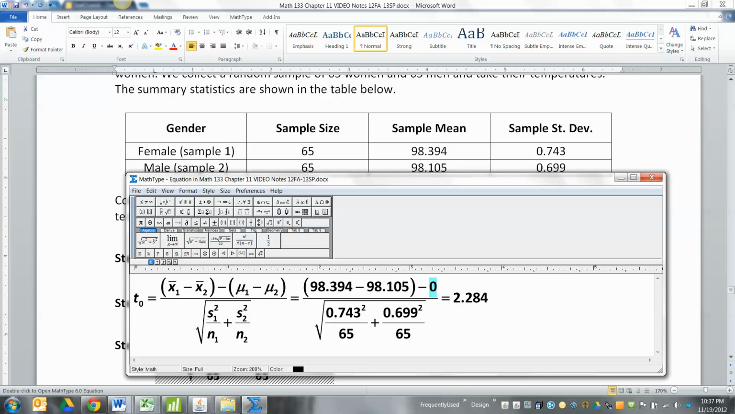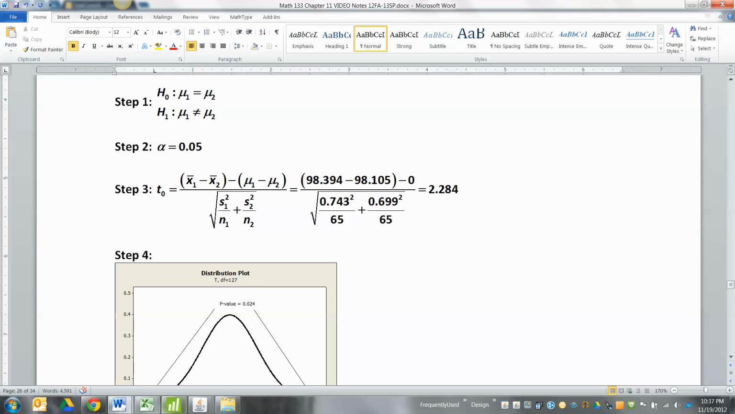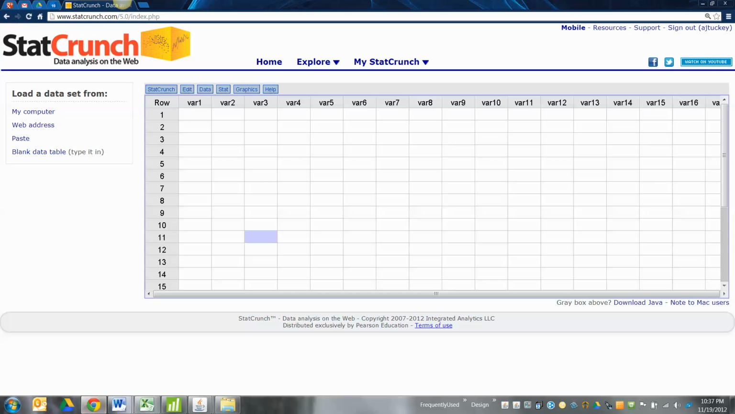We're not going to ever muss around really with it being other than 0, but suffice to say you can in other courses. And then s1 was 0.743. You square it, divide it by 65, and so on. Now, we're never going to do that part by hand. So we're going to go to StatCrunch and make it do it for us.